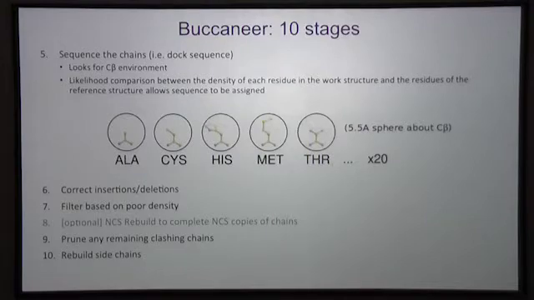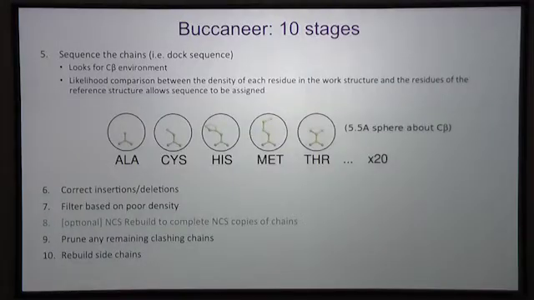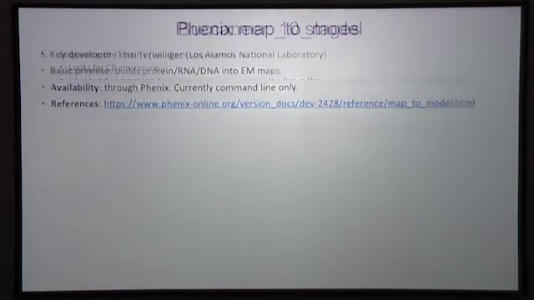And then you start to merge fragments and link termini. And to sequence the chains, you simply look at the C beta environment and you do a likelihood comparison between the density for that residue in your experimental map with the average density obtained from the simulated reference structure map. And that allows you to assign the side chains.